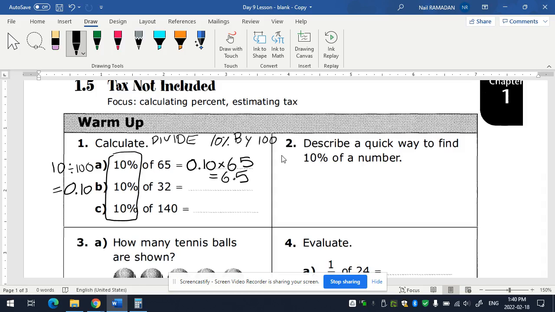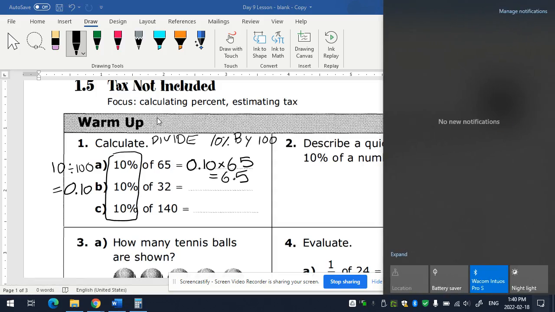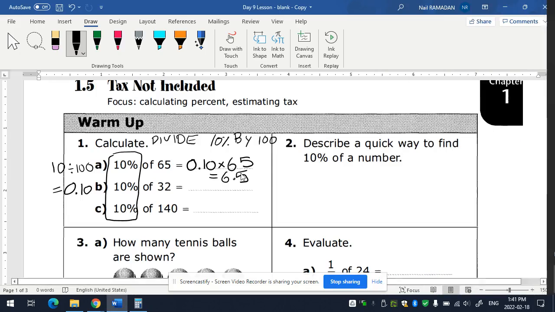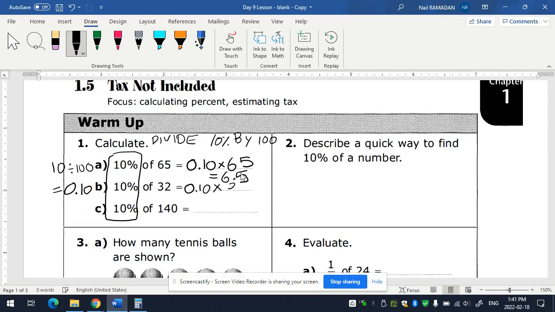Great. How about 10% of 32? Is it the same thing? Yes, 0.10 times 32. If you have $32 on you and someone says, give me 10% of what you have, just give them $3.20, or 3.2. So 0.10 times 32 equals 3.2. And finally, what's 10% of 140? 0.1 times 140 equals 14. If you have 140 bucks on you and someone says, give me 10% of what you have, just give them exactly $14.